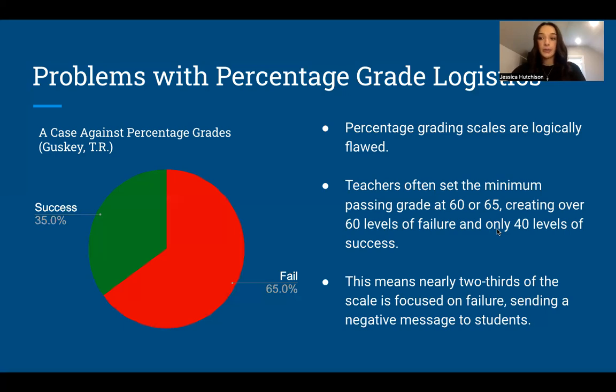This paper argues that percentage grading scales are logically flawed. Typically, teachers set the minimum passing grade at 60 or 65, resulting in over 60 levels of failure and only 40 levels of success. This means nearly 2/3 of the scale is dedicated to failure, which sends a negative message to students.